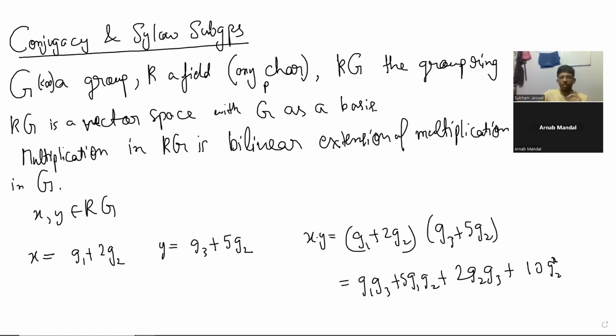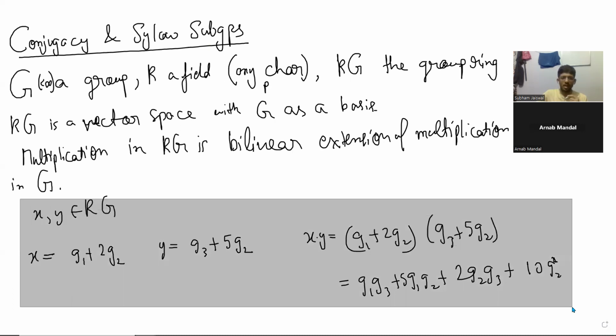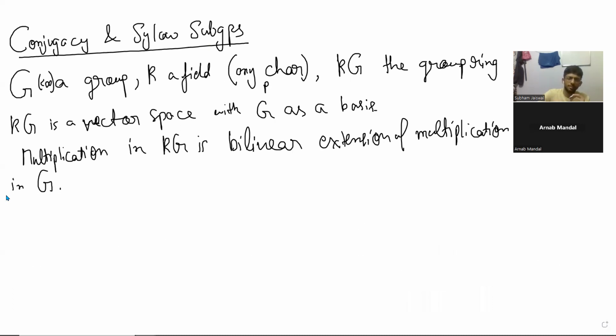Now you can check for homework that this group ring is in fact a ring. This group ring is commutative if and only if the group is commutative, and things like that. Those are obvious. So this is the definition. And one more homework is this.